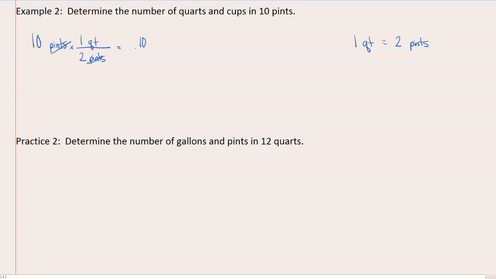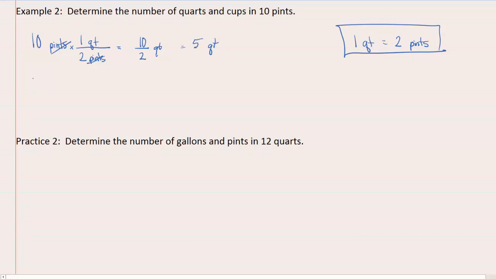This will give us 10 over 2 quarts, which we must reduce to give us 5 quarts. As you can see, this was done exactly the same as we did in the conversion between units of length. Doing conversions is exactly the same no matter what you're converting between. The only difference is that you must know a conversion factor or the equivalent to units.